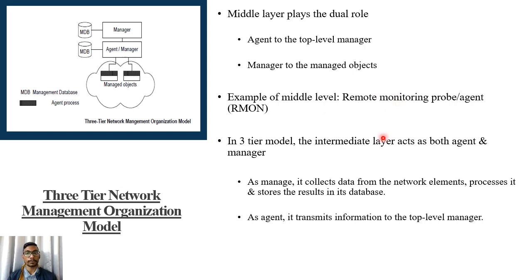An example is the remote monitoring probe and agent, RMON. In the three-tier model, the intermediate layer, the middle layer, acts as both agent and manager. As a manager, it collects the data from the network elements, processes it, and stores it in the database. As an agent, it transmits the information to the upper-level, top-level manager, which stores it in the management database after verifying it.